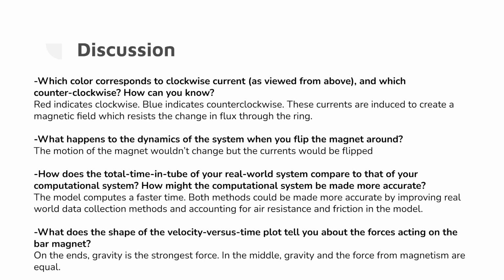How does the total time of the tube of your real-world system compare to that of your computational system? How may the computational system be made more accurate? I discussed that in the previous slides, due to the assumptions and the errors in the experiment. And then, what does the shape of the velocity versus time plot tell you about the forces acting on the bar magnet? Once again, gravity overcomes the force of the magnetic field when it's entering and exiting the tube, and then they're equal in the middle of the tube, causing the magnet to have constant velocity.